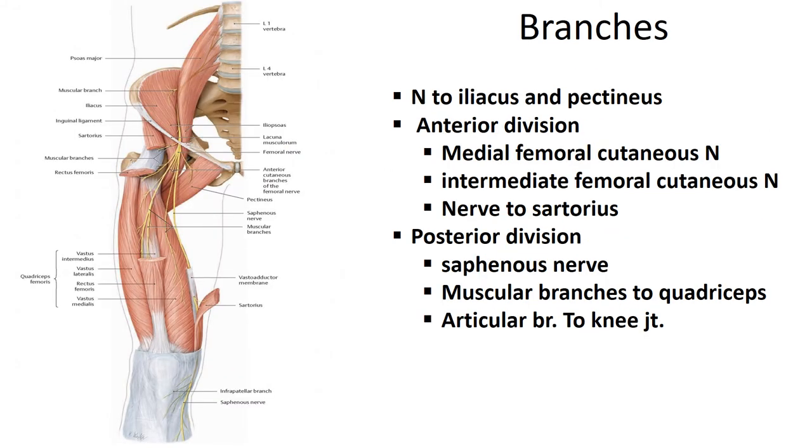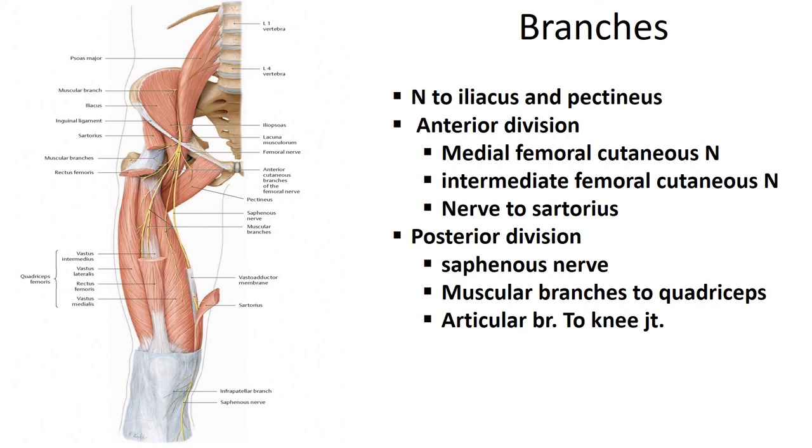Now they are the branches. Initially, when it is in the abdominal, pelvic portion, it gives a branch to the iliacus. Then as it descends, it gives a branch to the pectineus. So they are the branches from this main trunk. Then it divides into anterior and posterior divisions by the lateral circumflex femoral artery.